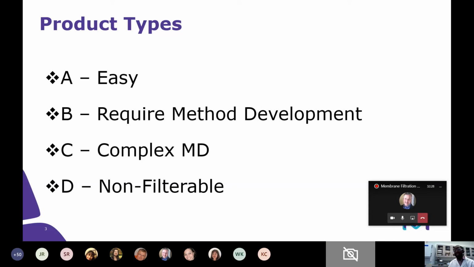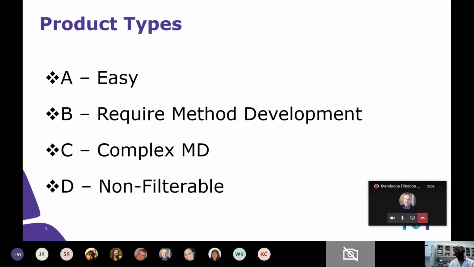This method development could be as easy as just diluting. These could be lyo products that are easy to filter. It could be products that need some kind of tweaking. You may dilute and it may not filter right away. It could need a little tweaking based on what type of liquid you use. You may warm your product, your diluent, a little bit to help you.